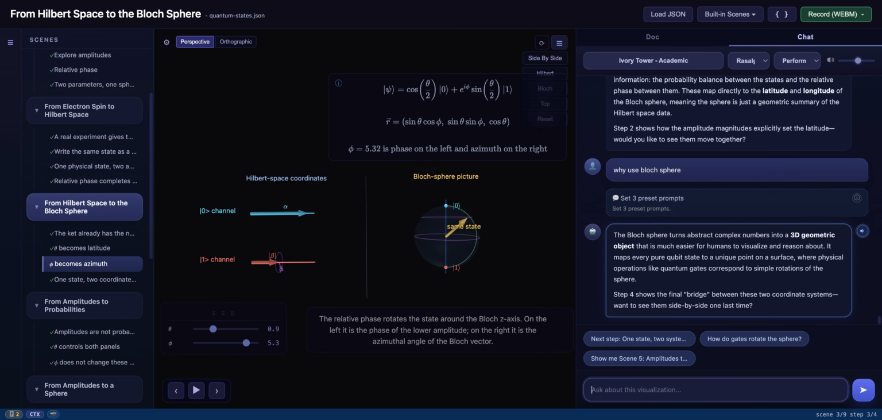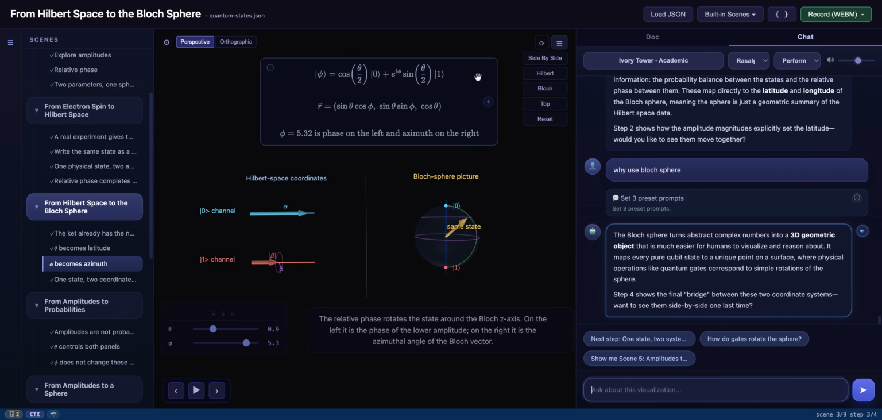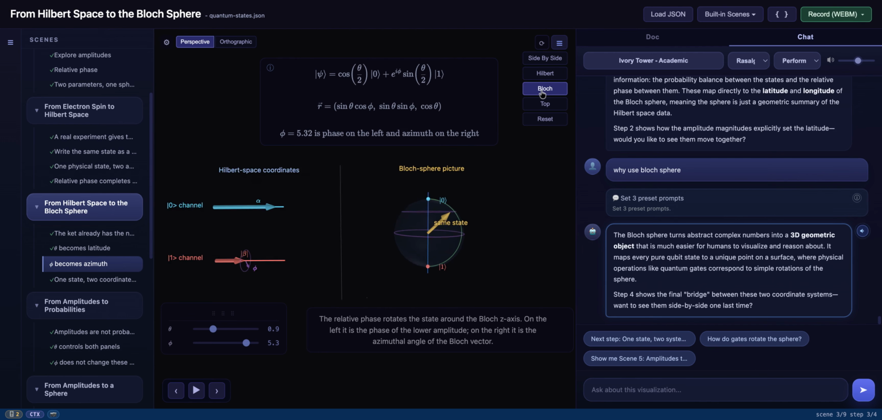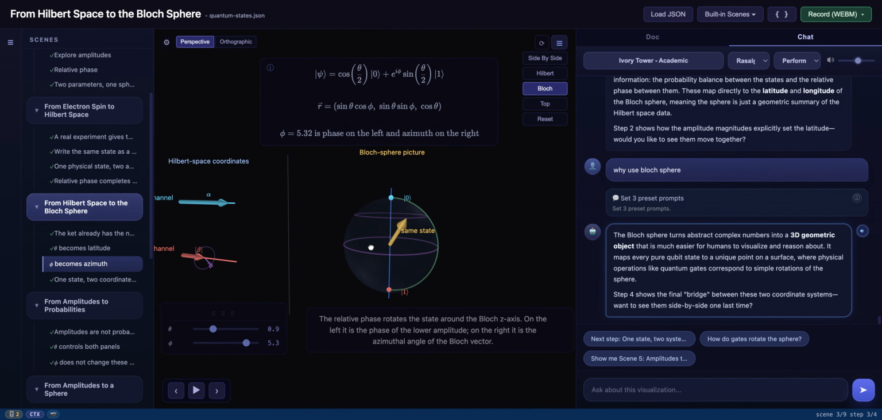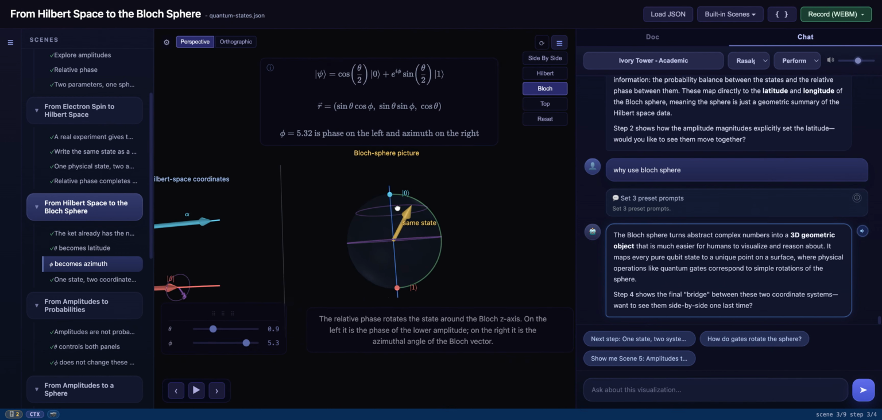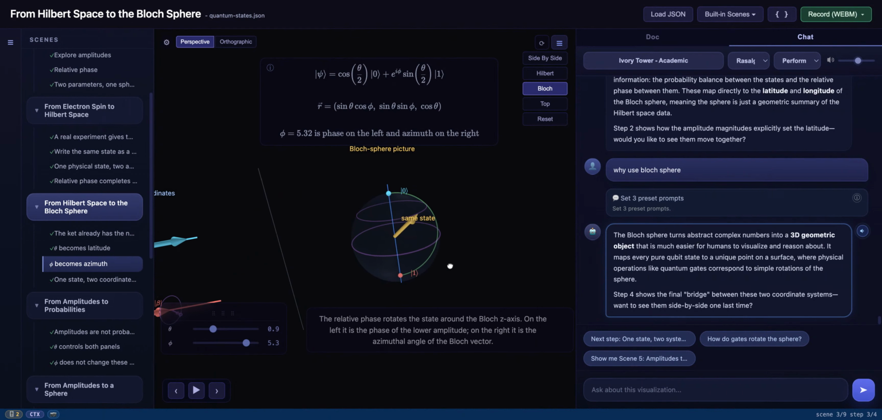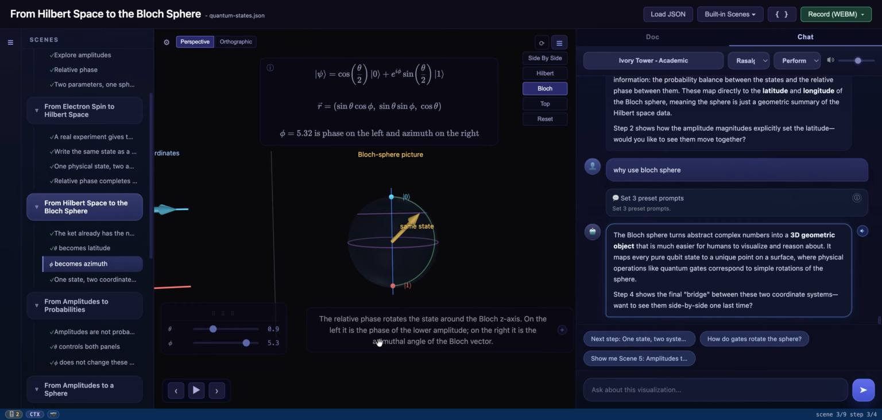Indeed, the Bloch sphere transforms abstract complex numbers into a 3D geometric object that is demonstrably easier for human visualization and reasoning. It maps every pure qubit state to a unique point on a surface, where physical operations, such as quantum gates, correspond to simple rotations of the sphere.